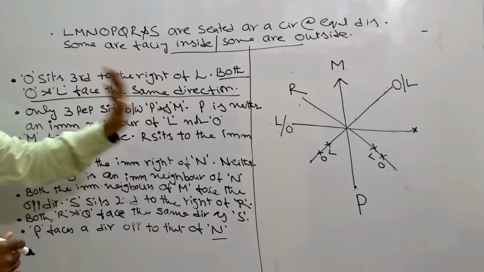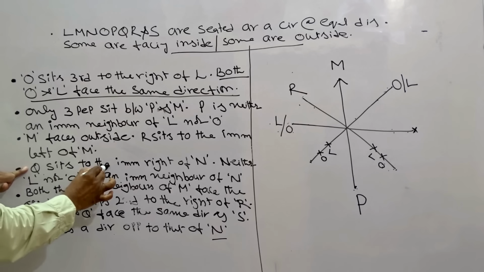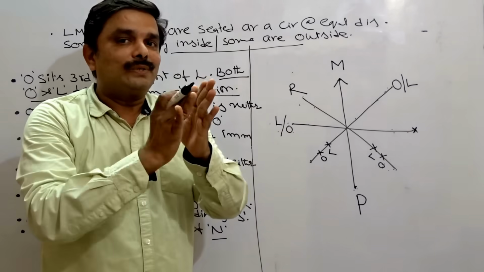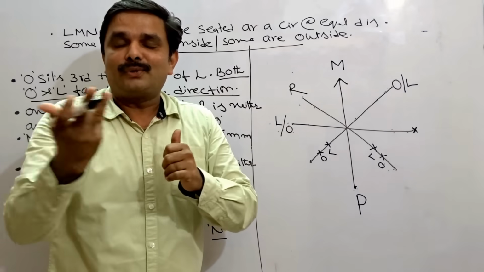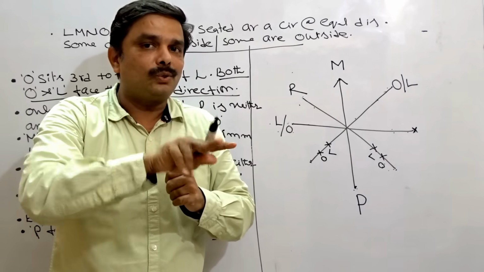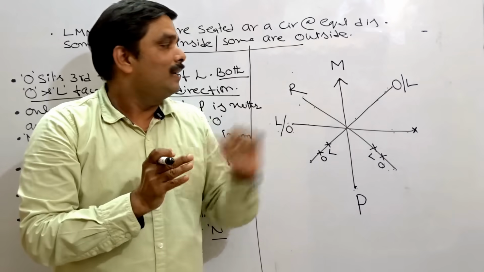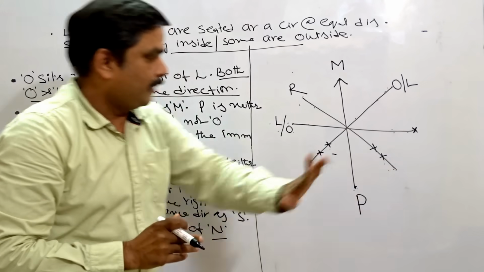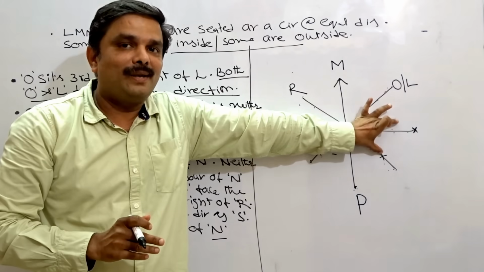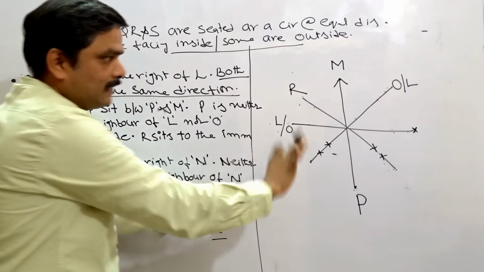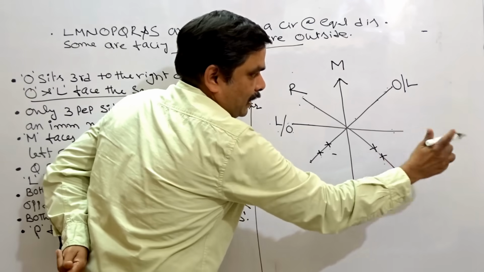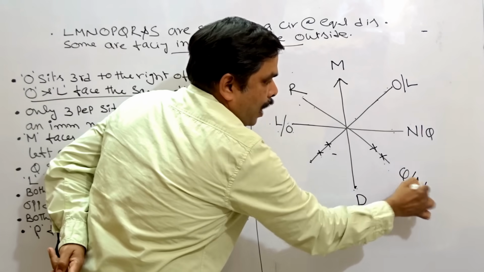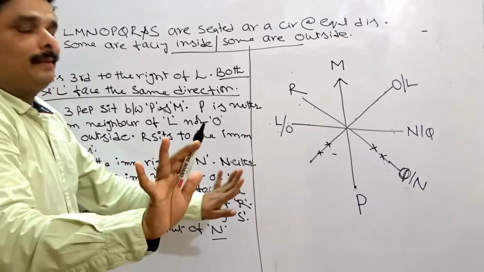M faces outside, we have already taken this one. Q sits to the immediate right of N. Another important clue here. What's the meaning of that? Q and N should be neighbors to each other, right? So where is the possibility for neighbors to each other? Neighbors means only these 2 places are left out. These 2 places must be given to N or Q. Now it is Q or N. I don't have any other place for that.